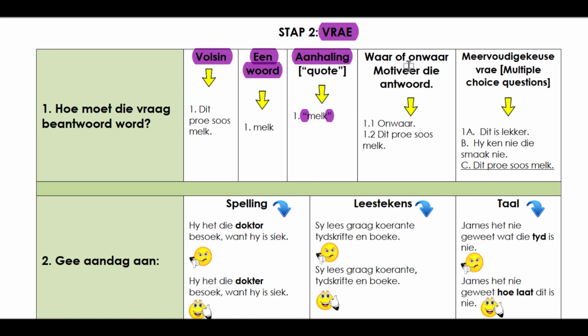Waar of onwaar vrae het gewoonlik 'n motivering nodig. True or false questions usually look for a motivation as well. So die eerste ding wat ons gaan doen is sê dit is waar of onwaar, en dan gaan ons die stelling bewys of bewys dat dit verkeerd is. So the first thing we're going to do with true or false questions is decide whether it's true or false. Then we need to prove why we say it is true or why we say it is false.